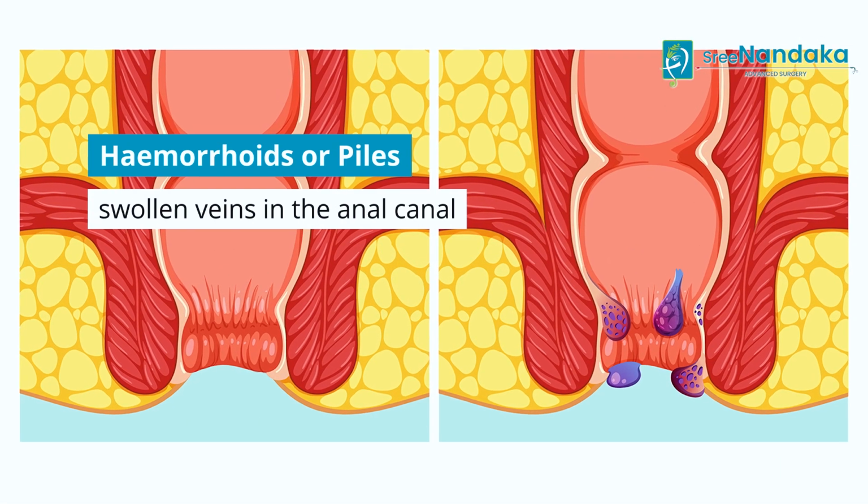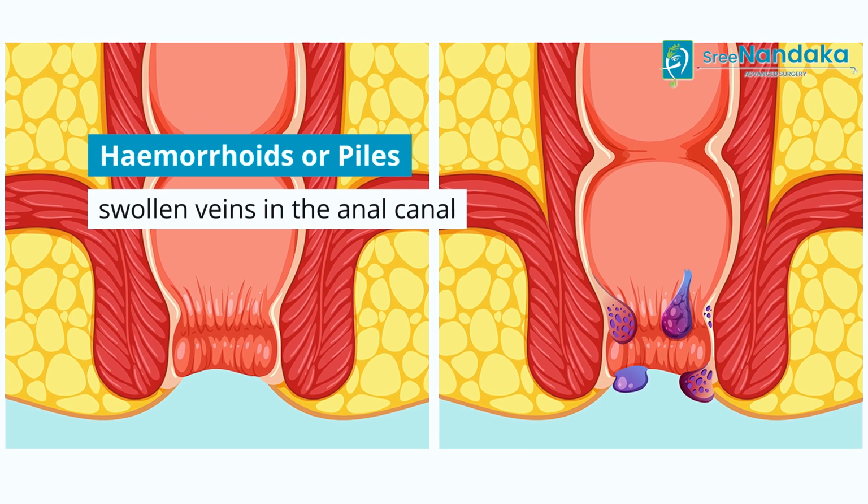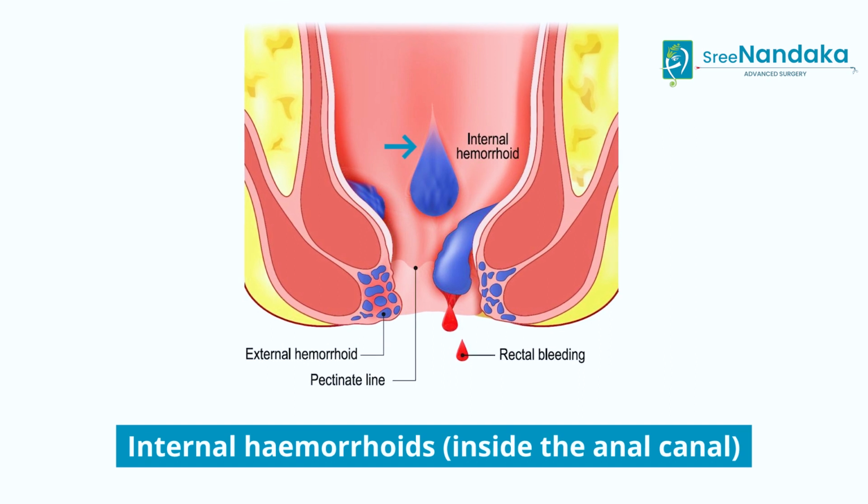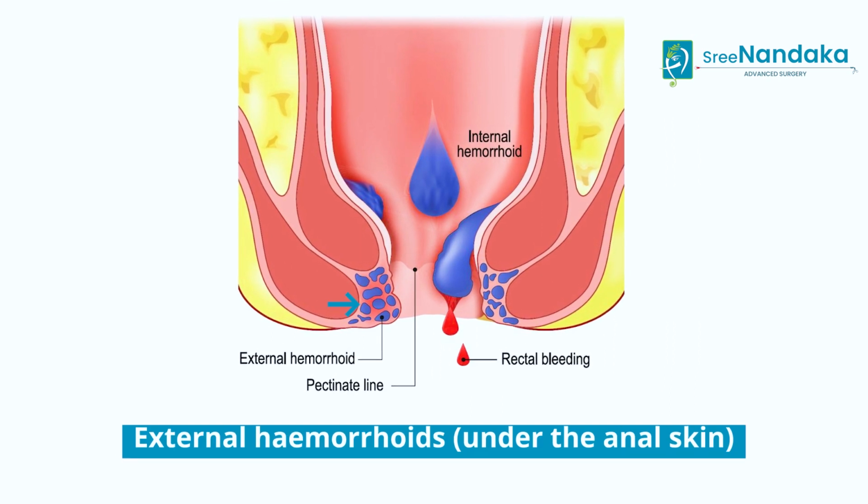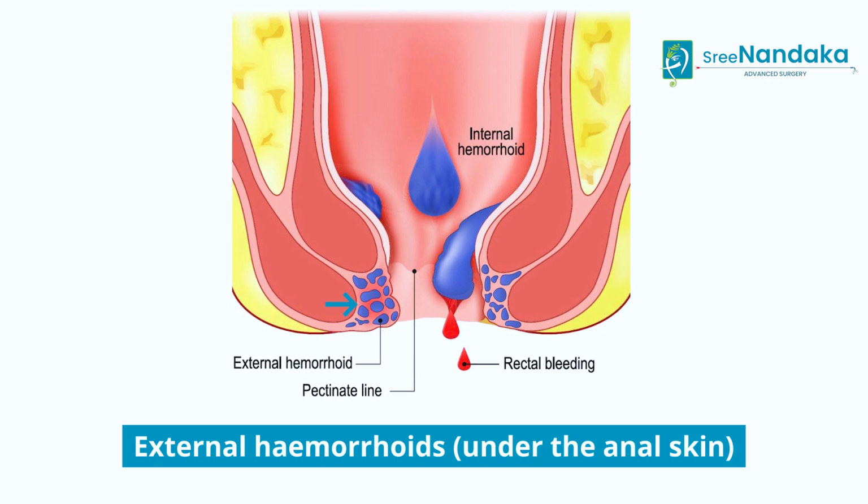Hemorrhoids, commonly called as piles, are swollen veins in the rectum and anal canal. They can be internal hemorrhoids which are inside the anal canal, or they can be external hemorrhoids which are under the anal skin and they protrude outside.